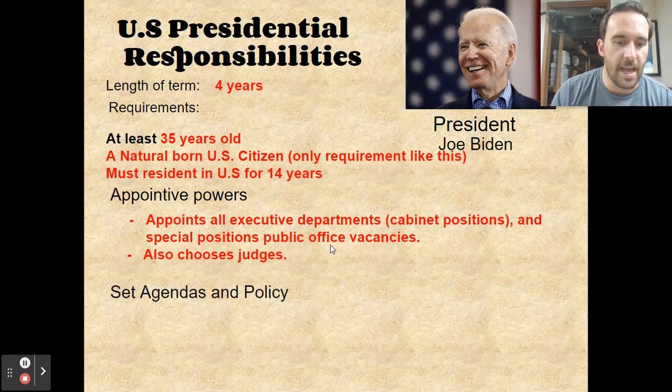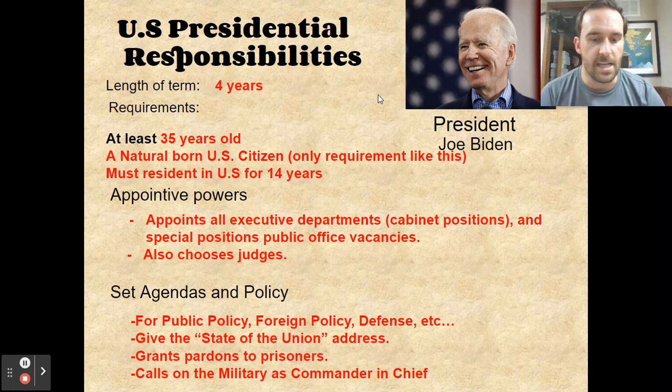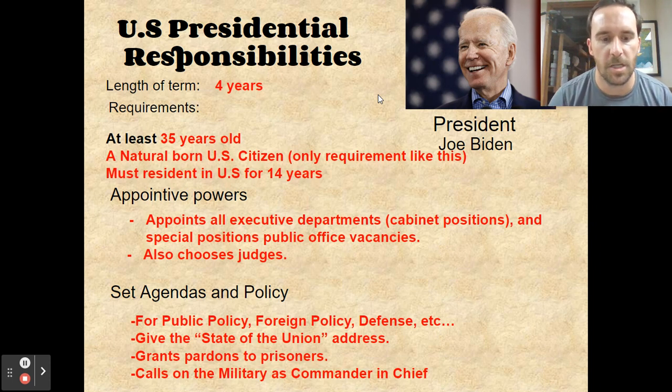The other big power that they have is setting agendas in the policy. So for example, they get to recommend things to Congress. They give the State of the Union address. They can pardon people for any crimes except for impeachment that happen at the national level. And they're also in charge of the military as being commander-in-chief.